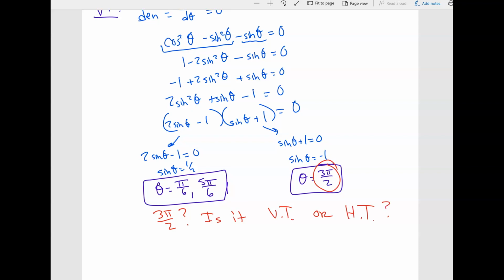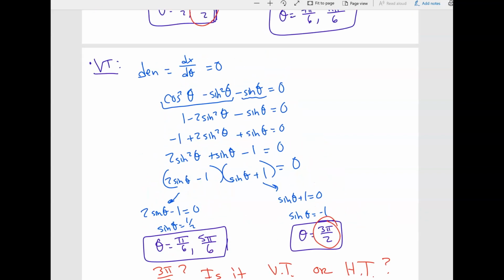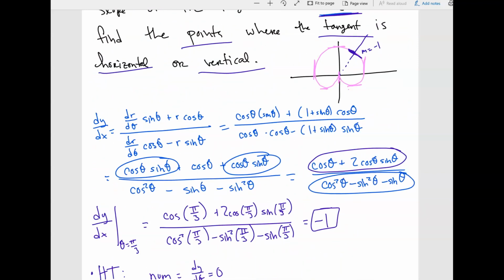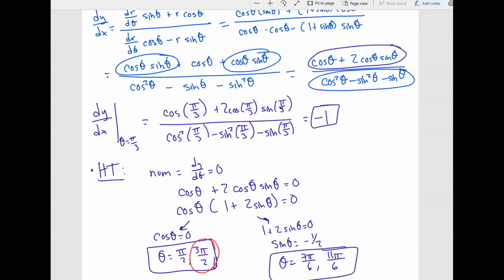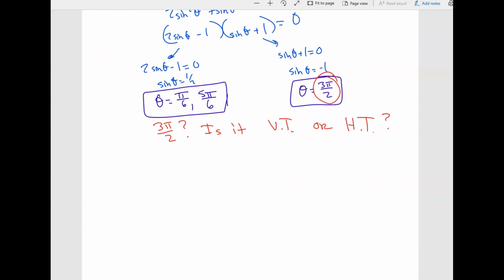So there are two ways that you can do this. One way is looking at the graph. If you look at the graph, you can see that here's θ equals 3π/2, and you can see that you have a vertical tangent. Now let's say you didn't have the graph, or the graph was really complicated. Well, one way that we can do it is to take the limit as θ approaches 3π/2.